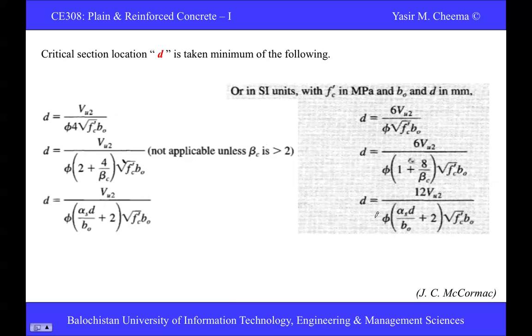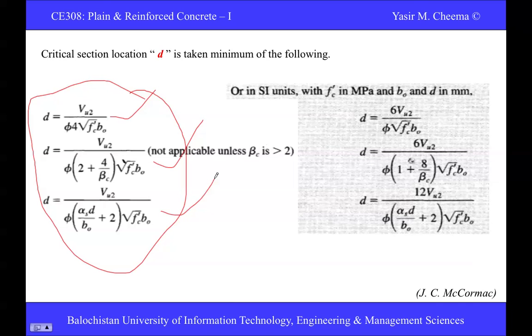So the critical section location d is taken as the minimum of the following. There are three formulas. You see this one is in SI units, this is in SI units, this is the FPS system. So these are three formulas, and we have put all these three formulas before. This is d equal to Vu over 5 phi square root of fc prime, the very first one for the square footing. This is for rectangular, this is for rectangular.